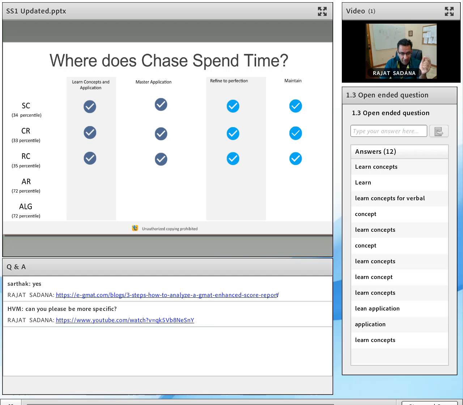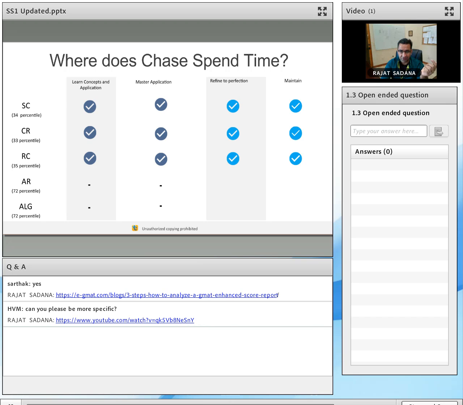Someone was asking me earlier, when it comes to quant, does he need to worry about learning concepts and mastering application? Does he need to do that? No. He needs to refine to perfection. That's what he needs to do. Someone was asking me earlier when I showed that Chase only needs 0.9 weeks in arithmetic and 0.9 weeks in algebra, he says, is that enough time to go through the course? And here is your answer. He doesn't need to go through the course. He needs to refine to perfection.